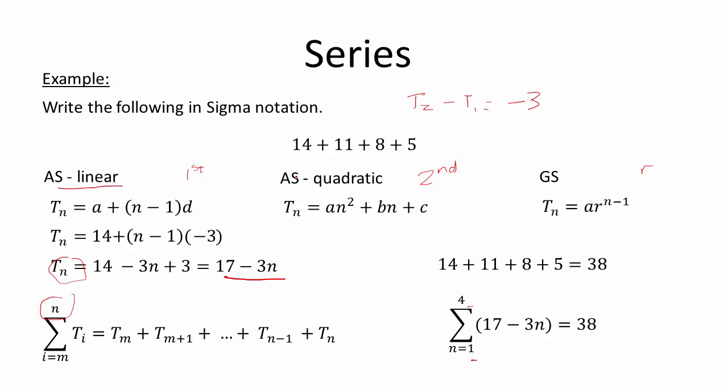Why do we have that? Because we have 4 terms here: 1, 2, 3, 4. Every single time we take 17 minus 3n and we sub in 1, 2, 3, and 4 to get these 4 numbers, and we sum it up to get 38.